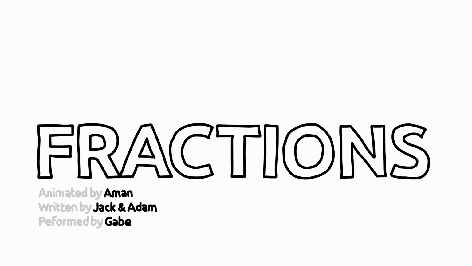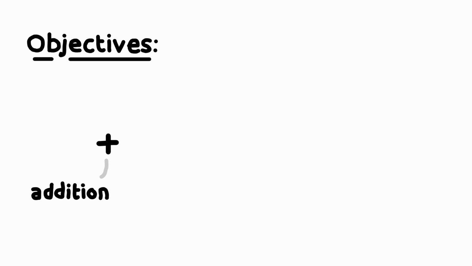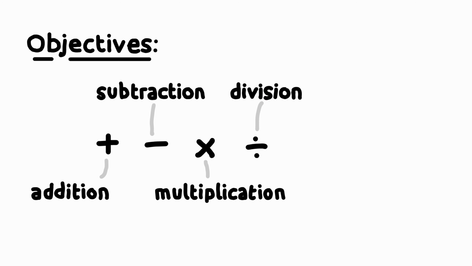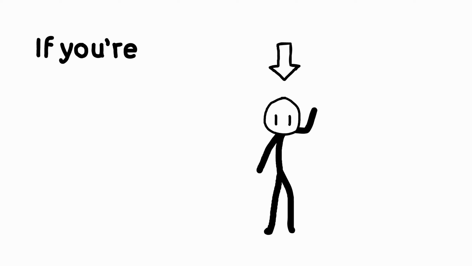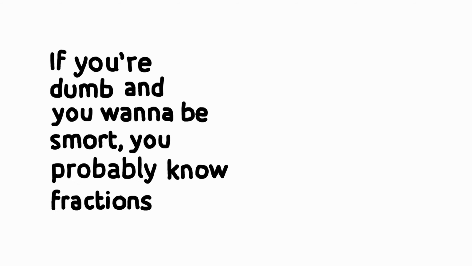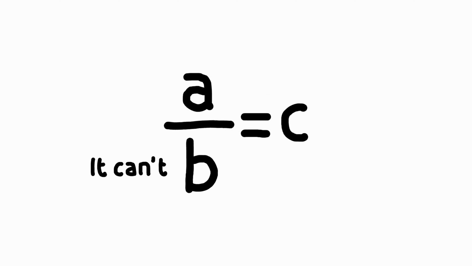Today's topic, fractions. This video will go over addition, subtraction, multiplication, and division of fractions, as well as mixed fractions and top-heavy fractions. Alright, if you're under the age of 13, you probably know fractions as kaba over daba equal daba. Now, if you're dumb and you want to be smart, you probably know fractions as a over b equals c. Cool. We've got to start, but what's a? Anything. What's b? Anything. No, it can't be.